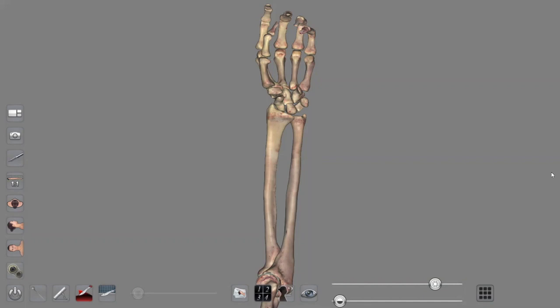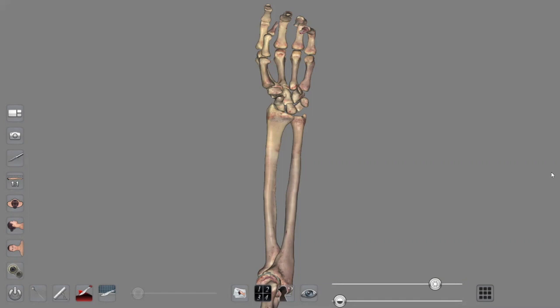This is a bony anatomy review of the wrist and hand. As previously described, the forearm consists of two bones, the radius and the ulna. This is a left forearm, wrist, and hand that is slightly pronated, so it has been rotated for the benefit of your view.